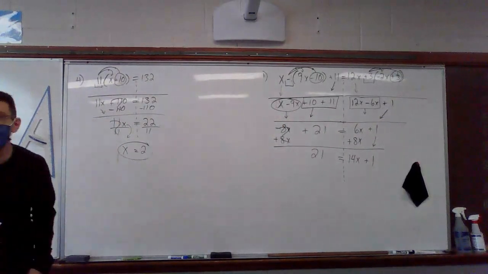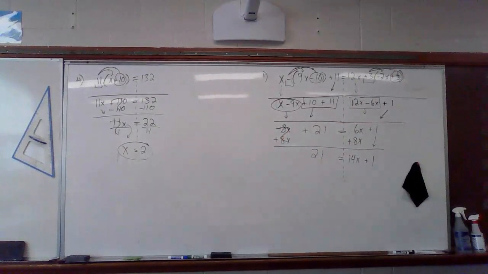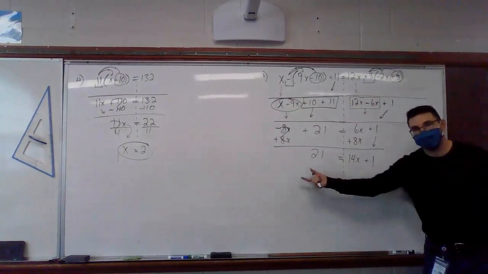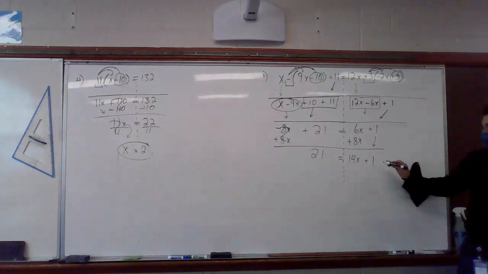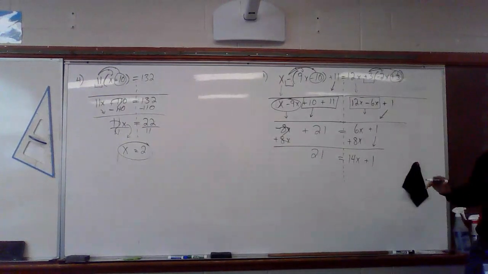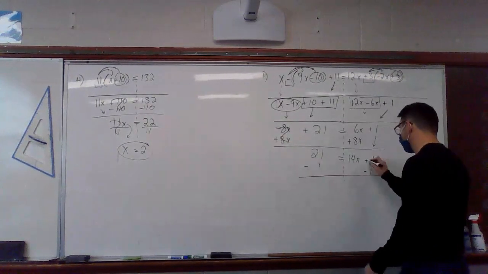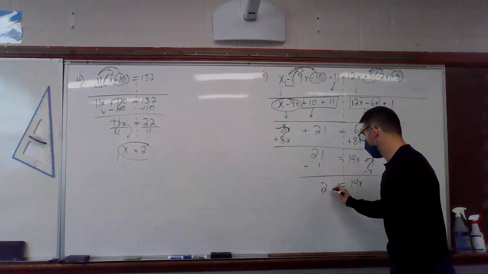Okay. Step 5. Combine constants on opposite sides using inverse of addition and subtraction. Do I want to move the 21 closer to the x or the 1 farther away from the x? McKenna? 1 farther away. It's a positive 1, so the inverse is? Subtract 1. So now I'm left over with 14 x's equals 20.